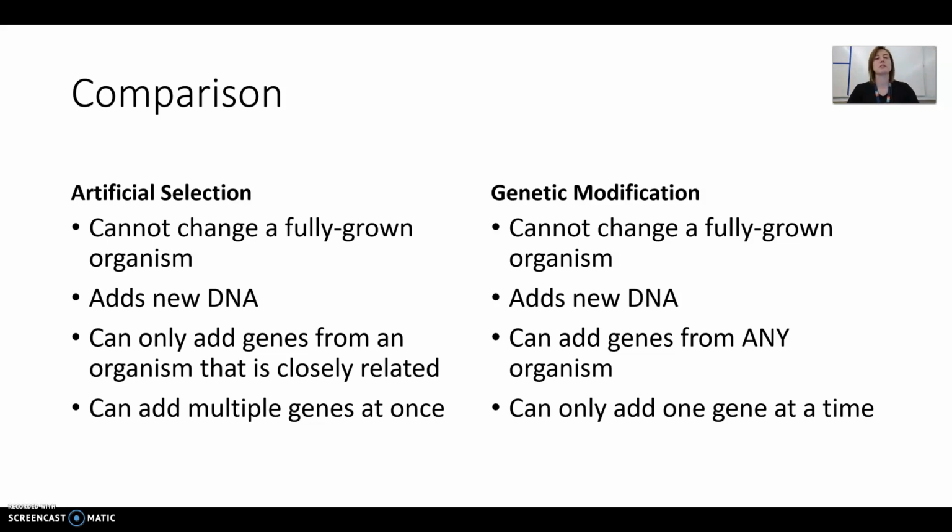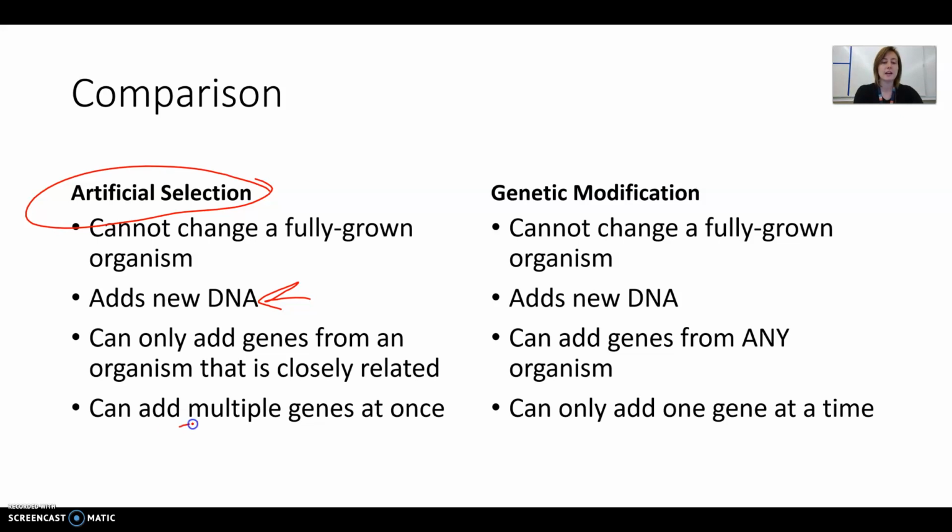And here's a comparison between the two. So in artificial selection, you cannot change a fully grown organism, right? That's where you choose which animals or plants reproduce, right? So you have to choose before they do reproduce. So you can't change it if it's fully grown. It does add new DNA. If you are cross-pollinating or cross-breeding two different species, that's when it adds new DNA. You can only add genes from an organism that is closely related. Like I talked about the tangerine and the grapefruit. They're closely related. You couldn't do that with a banana and a grapefruit because they're not closely related.